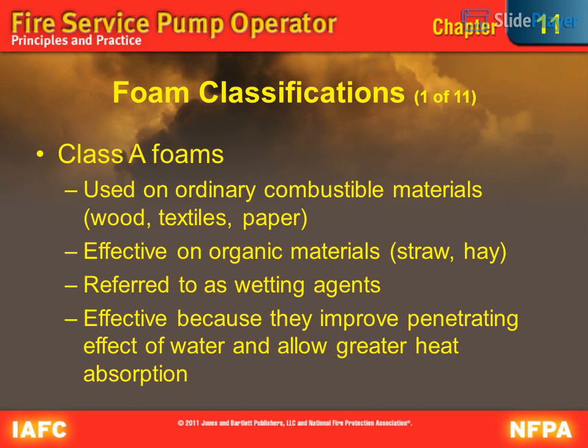Foam classifications, 1 of 11. Class A foams. Used on ordinary combustible materials: wood, textiles, paper. Effective on organic materials: straw, hay. Referred to as wetting agents. Effective because they improve the penetrating effect of water and allow greater heat absorption.